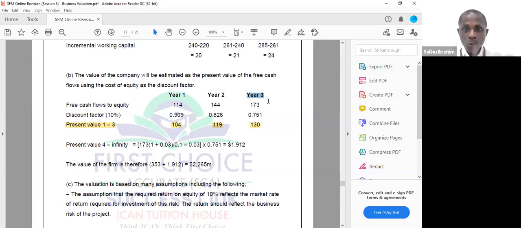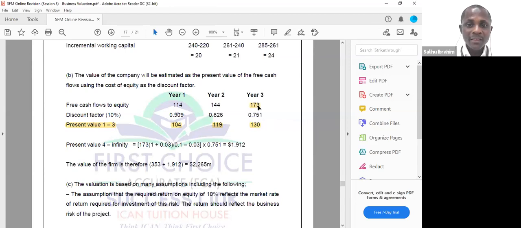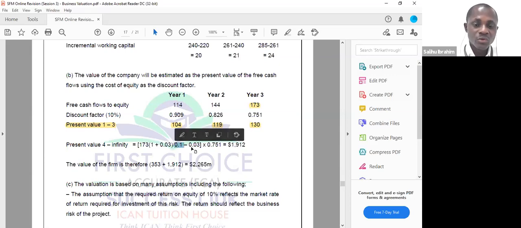So what will I do? I will pick the year 3 figure. Look at the year 3 figure here. Year 3 figure is 173. Now I pick that 173. I will grow it by 3%, because the question has let me know that after year 3, free cash flow will grow at 3%. So grow your 173 by 3% and discount it using the cost of equity minus the growth rate. That's what we have right there. Look at it. 173 into bracket 1 plus 0.03 all over cost of equity, which is 0.1, minus the growth rate of 0.03.